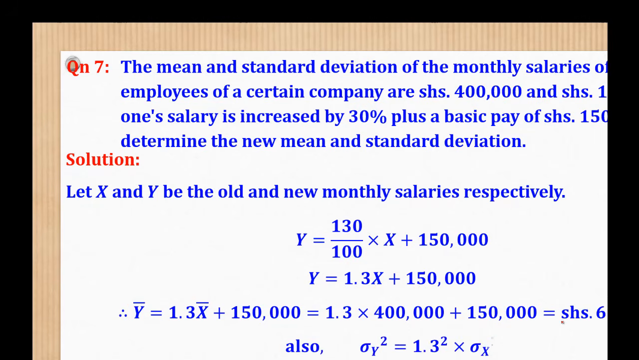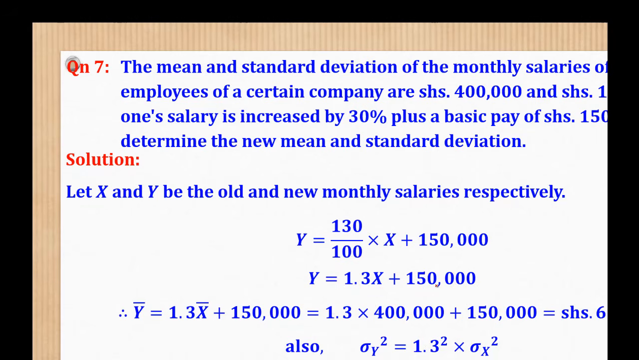For variance, if y is equal to this, then variance of y will be equal to 1.3 squared times variance of x. Now in variance, we don't mind the constant. We only mind the coefficient of x. It's a rule which can be proved. I think in your school the teacher has proved it.